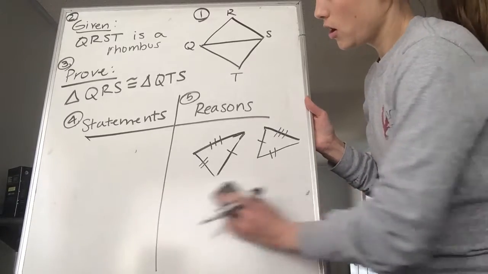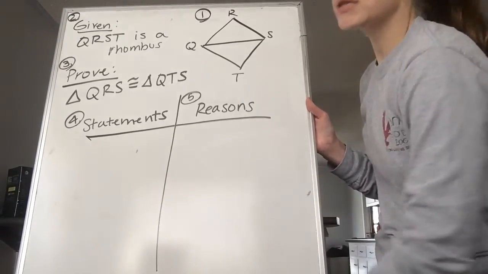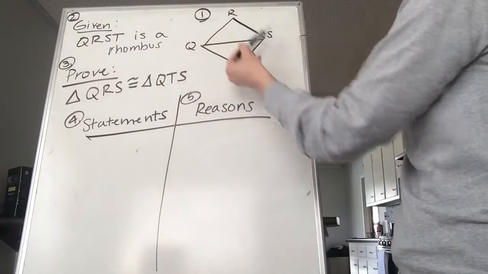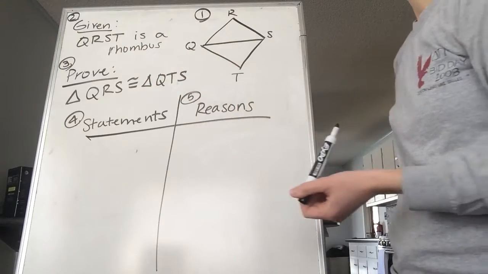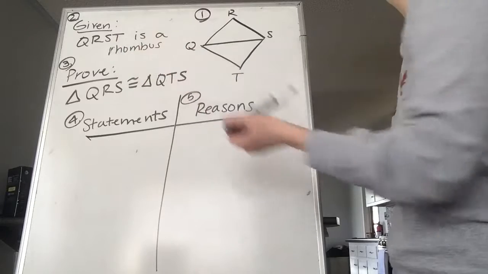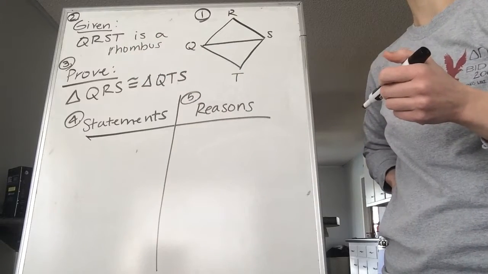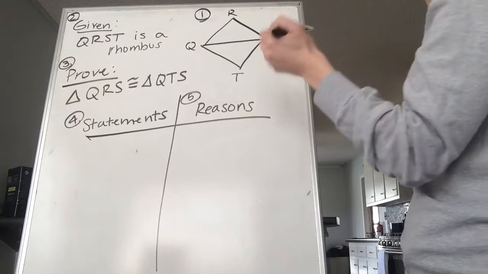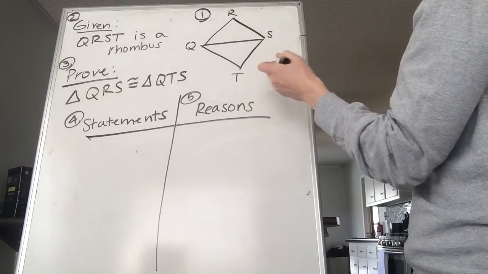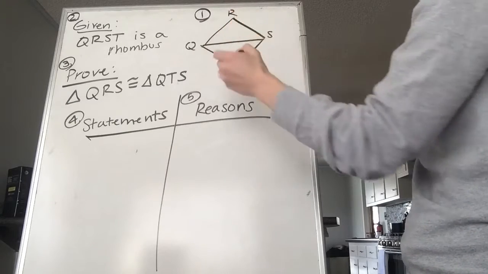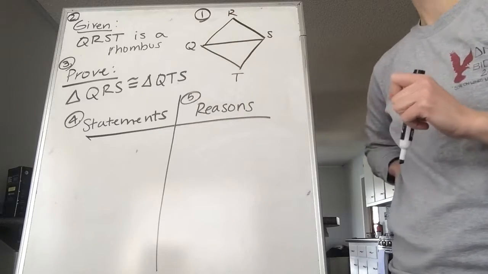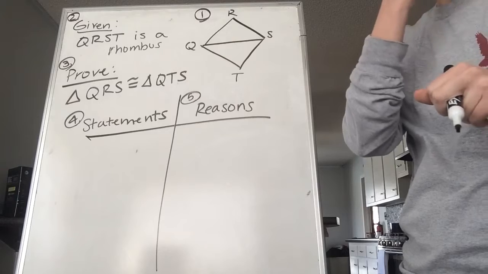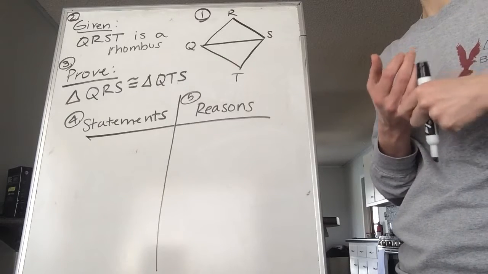Okay, so when you get a proof, this is what you're going to see. You're going to have a figure drawn for you. You're going to be given some information, just like we've been seeing in some of our other examples, and we did it especially earlier in the year with angles. So here we are told that QRST, so this shape here, is a rhombus. Which makes me think, what do we know about a rhombus? Well, a lot of times thinking about what's the definition of a rhombus.